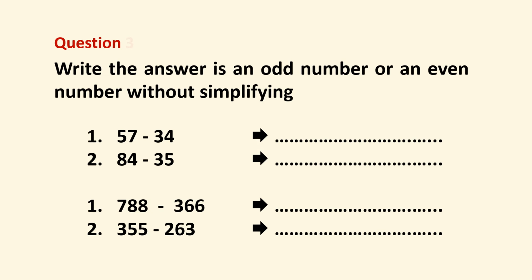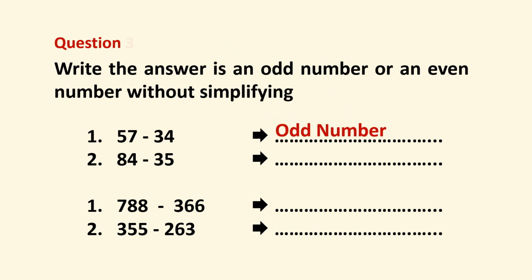First one, 57 minus 34. Right. Now we know that 57 is an odd number. 34 is an even number. So it's like odd number minus even number. So what should be the result? Yes, as you have done previously, odd number minus even number, the result should be an odd number.